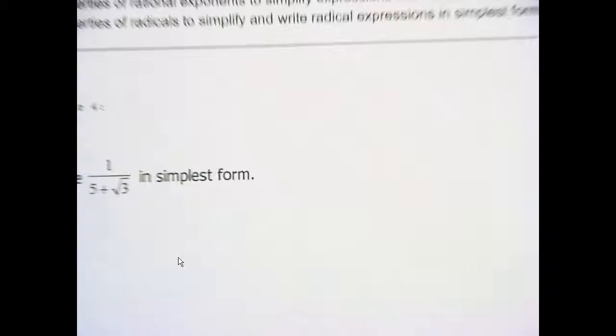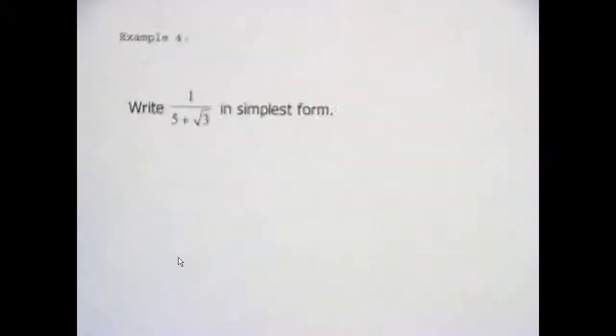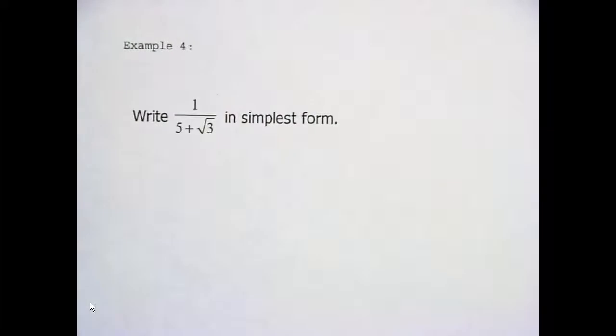All right, let's try this one here. This is the next one on your page. Example 4, write 5 plus root 3 in simplest form. First, tell your neighbor what's wrong with that. Okay, what's the problem? Radical in the denominator. Any thoughts on how to do that?